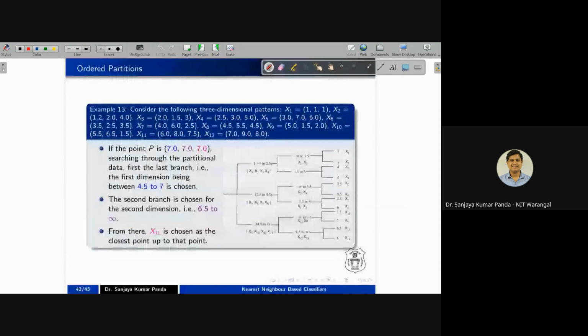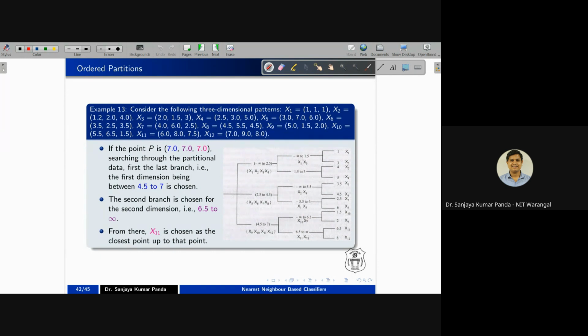Okay, so the last one which we are going to discuss is called ordered partition. Here I have taken 12 points and my test pattern is 7, 7 and 7. So it is 3-dimensional, right? Our pattern is P(7,7,7). We search through partitioned data. Partitioning means, suppose I am partitioning the data into 3 parts. I am saying minus infinity to 2.5 is one, 2.5 to 4.5 is another one, and 4.5 to plus infinity is another one.